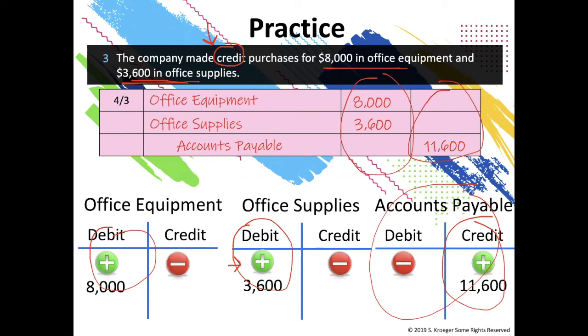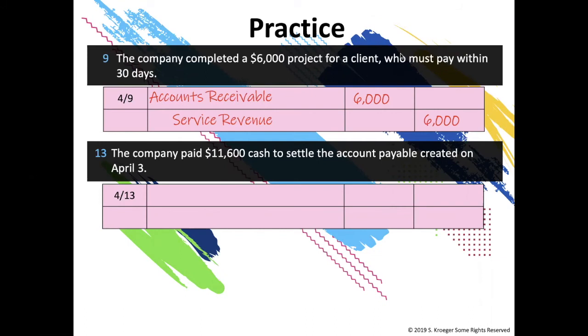This account payable increased, it went up because we owed the money. Now we're going to debit it. It's going to go down based on how much we're paying. On April 3rd, we credited accounts payable. We are now going to debit that account to show that we are paying it off.